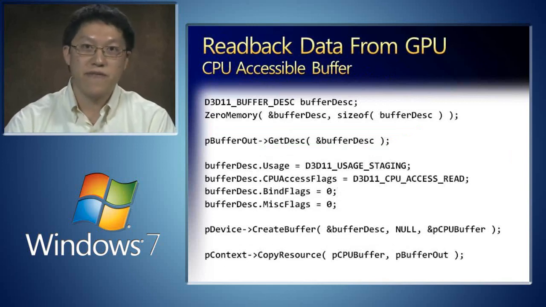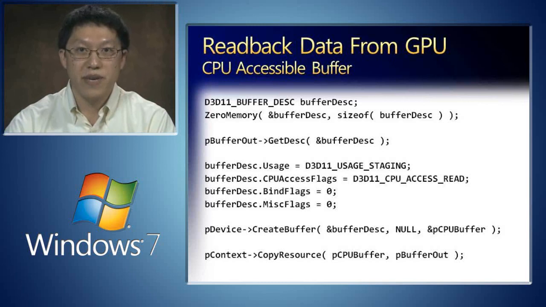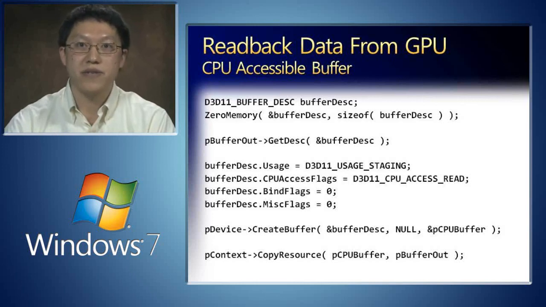So at this point, we've completed the execution on the GPU. And then I want to check the results, or usually you want to read the data back to see what it looks like. So because I created my output buffer as only accessible by the GPU, I must create a parallel CPU accessible buffer and copy between the two.